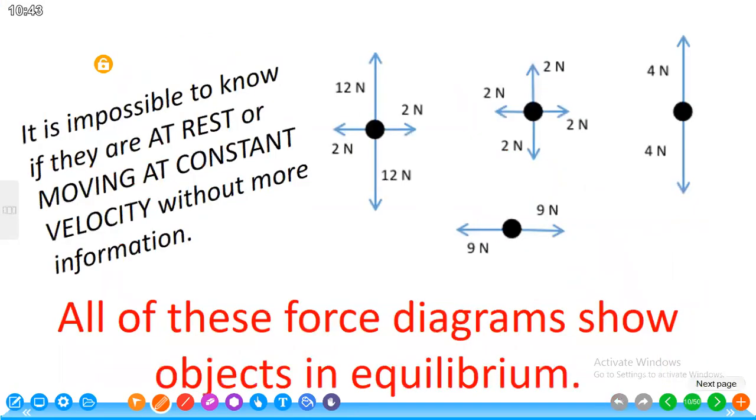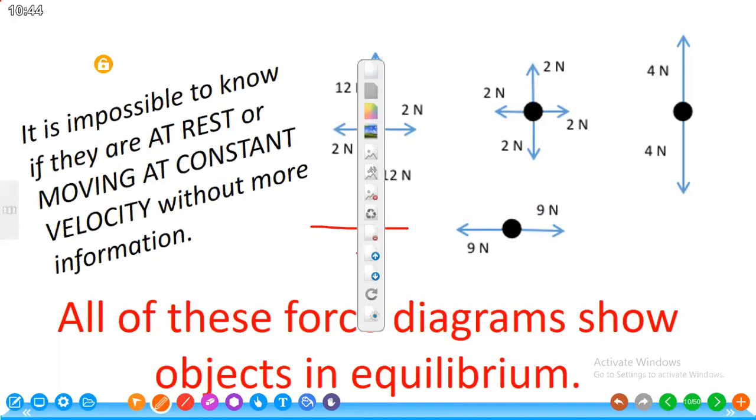So it is impossible to know if they are at rest or moving at constant velocity without more information. Now we are observing here. In these conditions, upside and downside are both equal forces, and right and left also equal forces. So the object becomes rest.